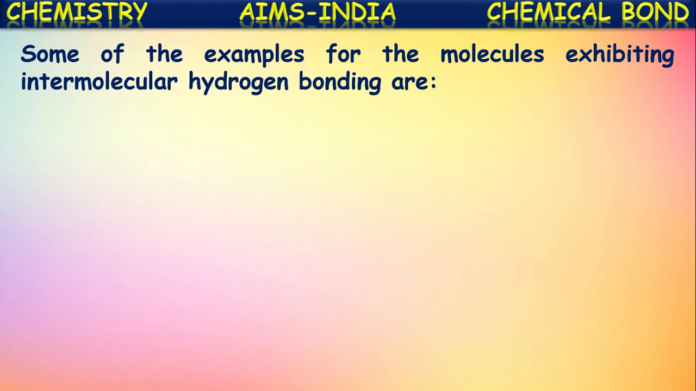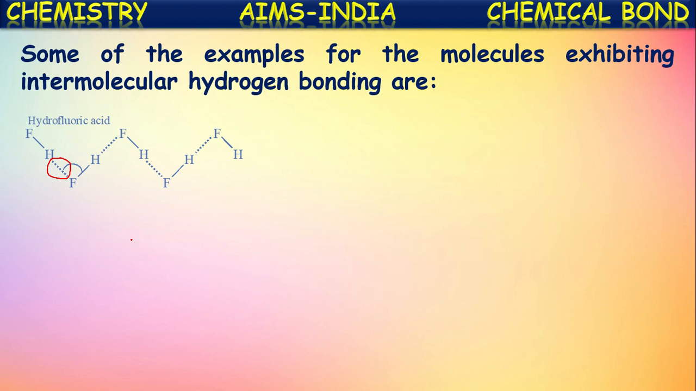Some of the examples for the molecules which exhibit intermolecular hydrogen bonding are hydrogen fluoride, which is also called hydrofluoric acid. In this also, the electropositive hydrogen atom of one molecule will be attracted by the electronegative atom of another molecule in the HF substance.